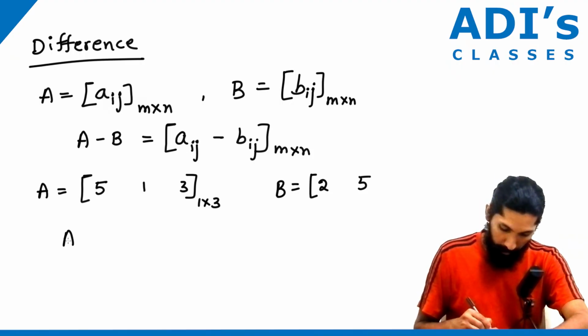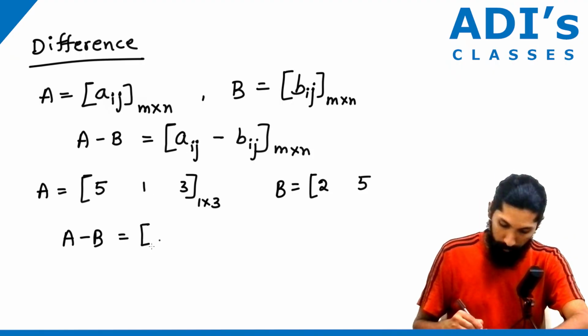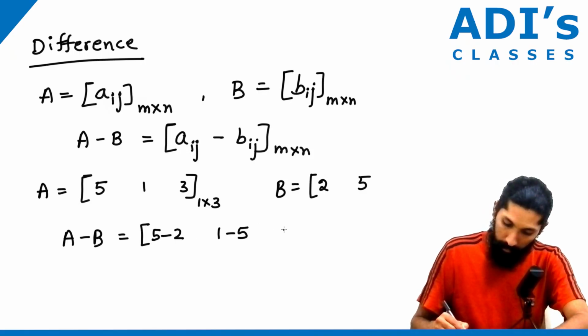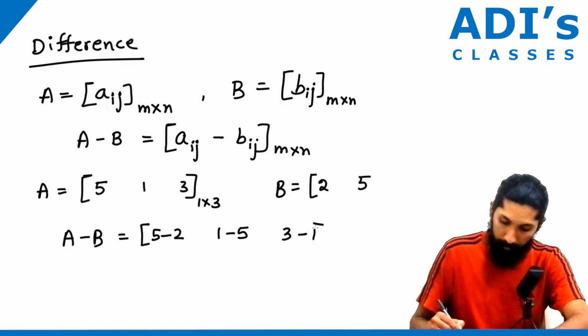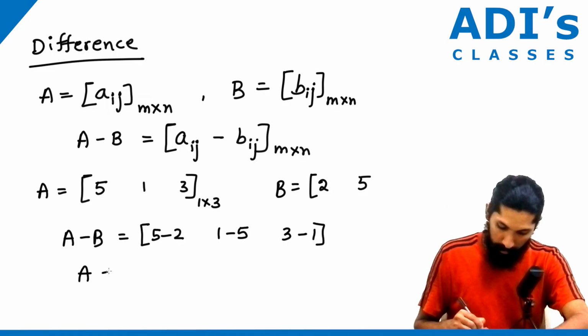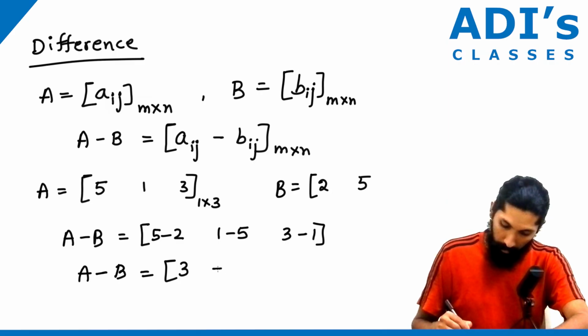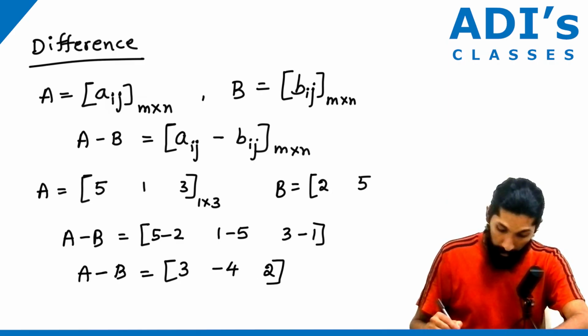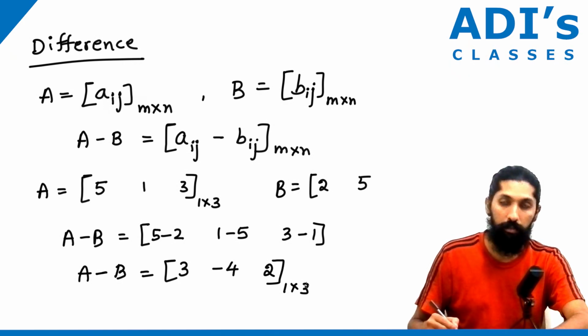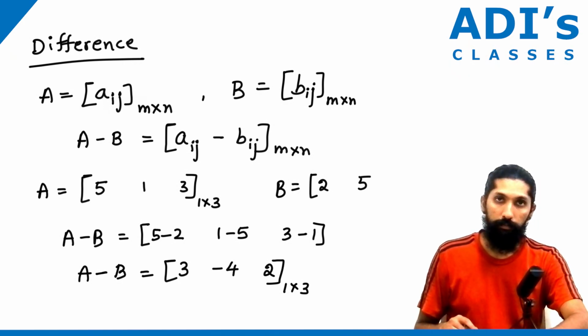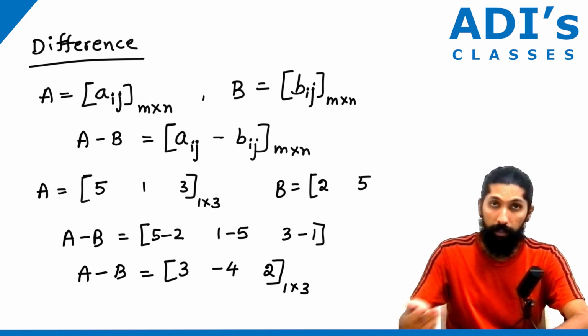Now A minus B is equal to 5 minus 2, next 1 minus 5, then 3 minus 1. So A minus B is equal to 3, minus 4, 2. This is going to be a 1 cross 3 matrix. Fair enough? This is how you do the difference of two matrices.